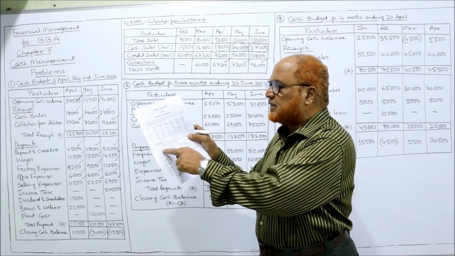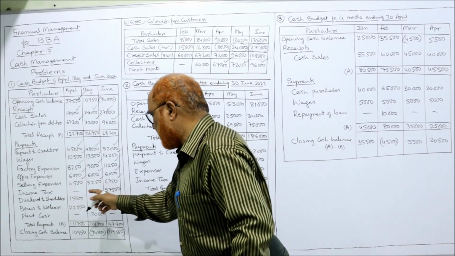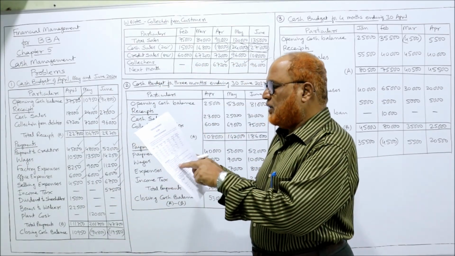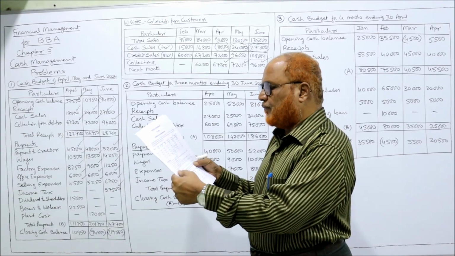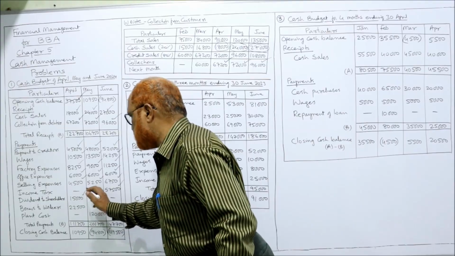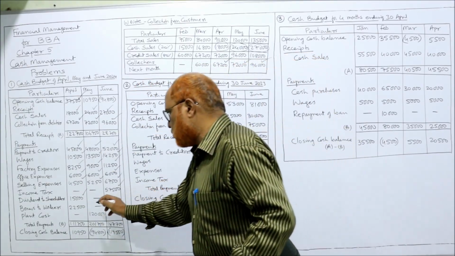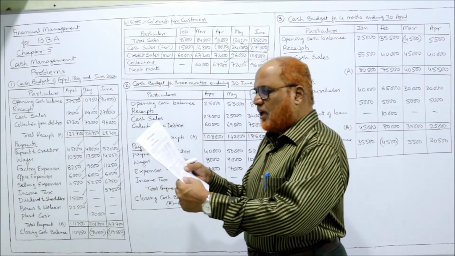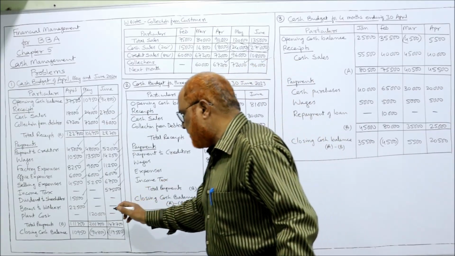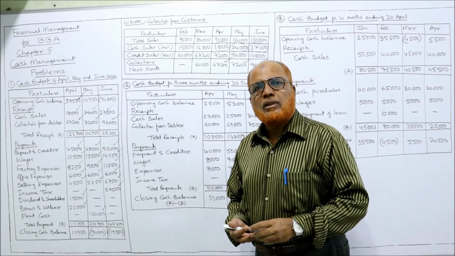Now we have to take the other items. Income tax 57,500 in the month of June. Right? Now dividend to be paid in April 15,000. And the bonus to workers, same April, 22,500. Last one, plant has to be paid in May. May month plant 1,20,000. That's all. We have taken all the items.